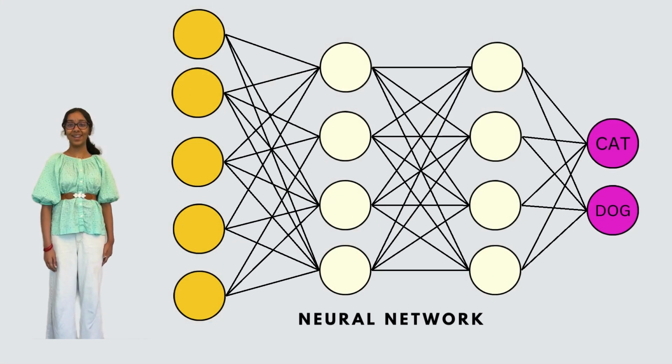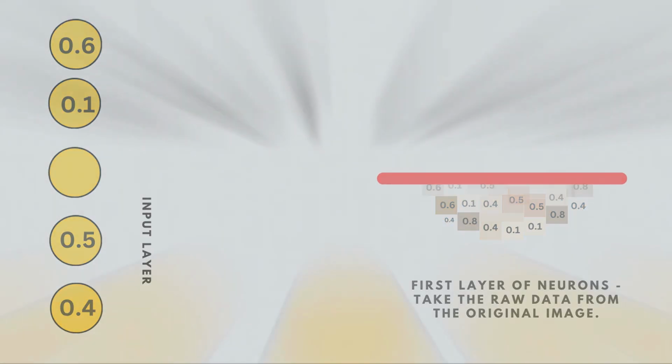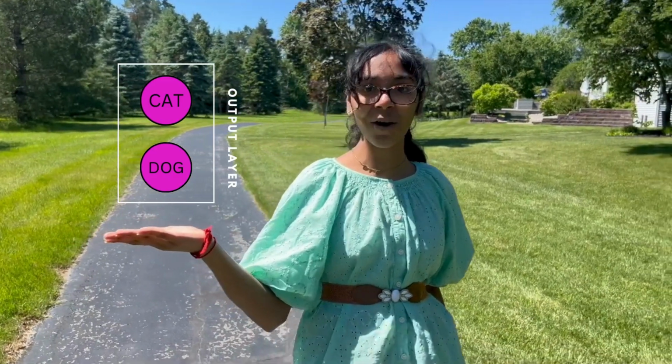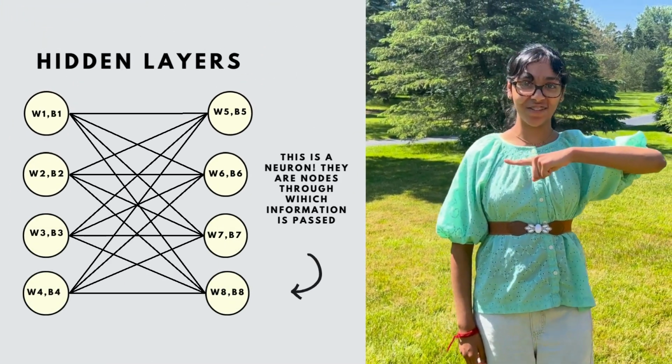Whoa, let's take a closer look. Features are extracted from the original image and passed to the input layer. This is passed through our neural network until we arrive at our output layer. The output layer tells us whether we have a cat or a dog. You may be wondering, how is the model able to produce its output? Well, you can thank these hidden layers for that.